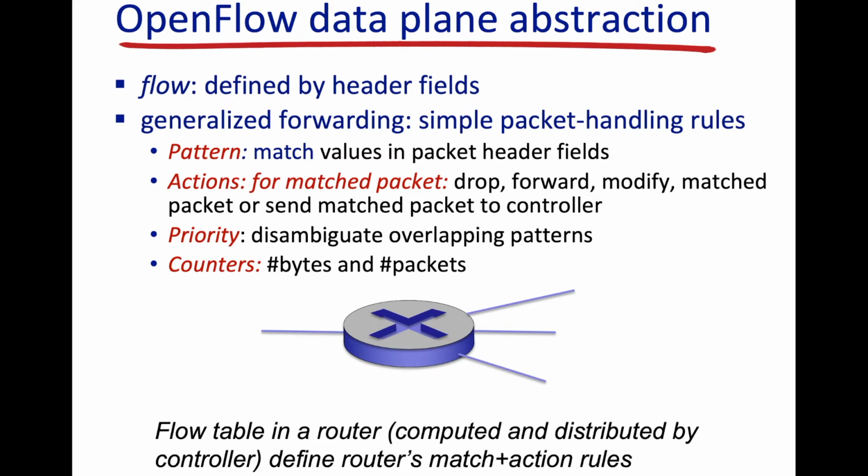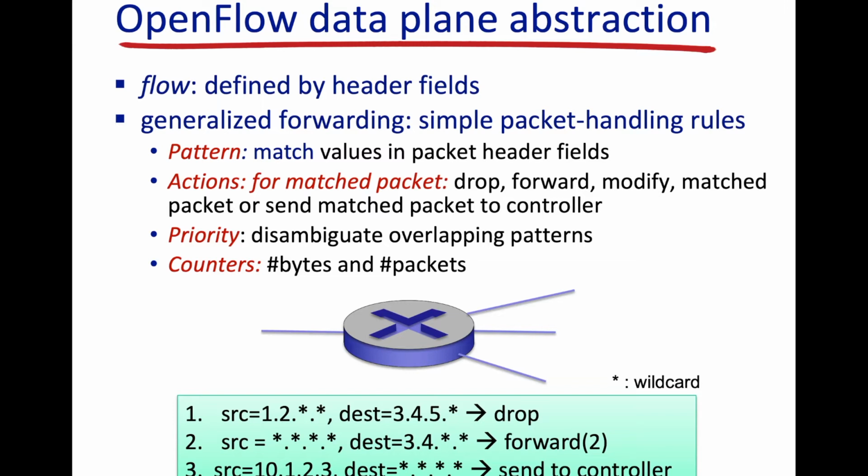And so a flow table in a router is computed and distributed by the controller, and it defines the router's match action rules. What behavior will the router engage in? And this is a more generalized router that can implement the behavior of a switch, implement the behavior of a traditional router, and implement some of the behaviors associated with a transport layer like a firewall. And so this flow table in a router is distributed by the controller to the control agents running in the routers, and it defines the match action.